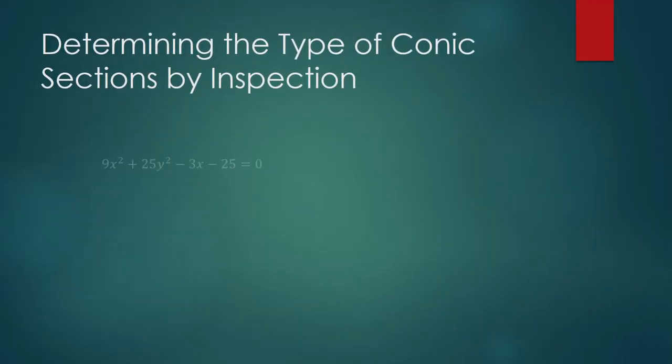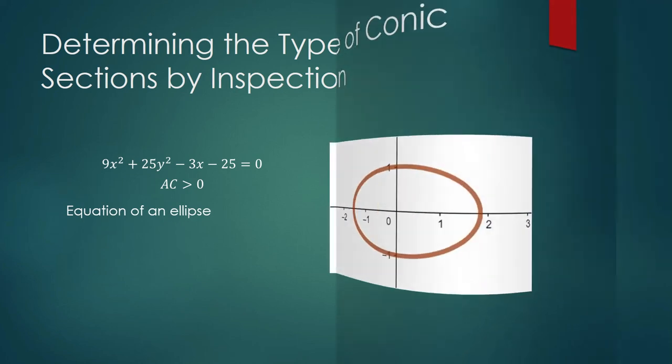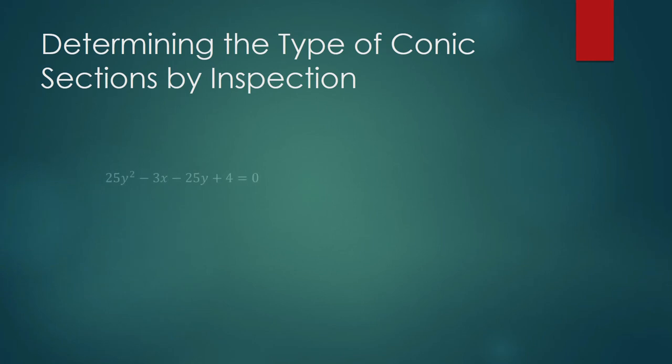Another one, 9x squared plus 25y squared minus 3x minus 25 is equal to 0. So let us pay attention to the terms involving x squared and y squared. Their coefficients are not equal and they have the same signs. So this should be an ellipse. How about this one? Obviously, this is a parabola.